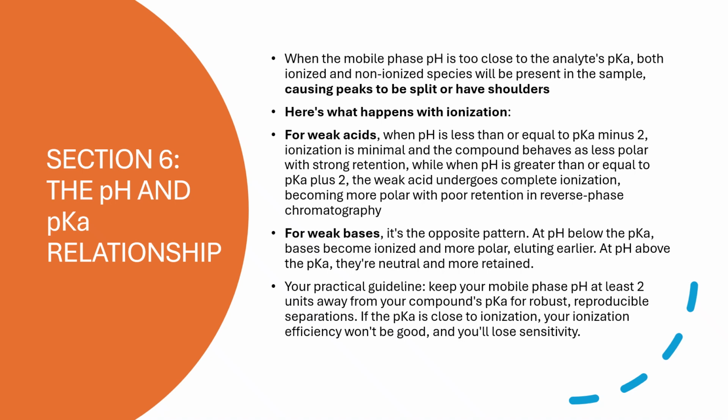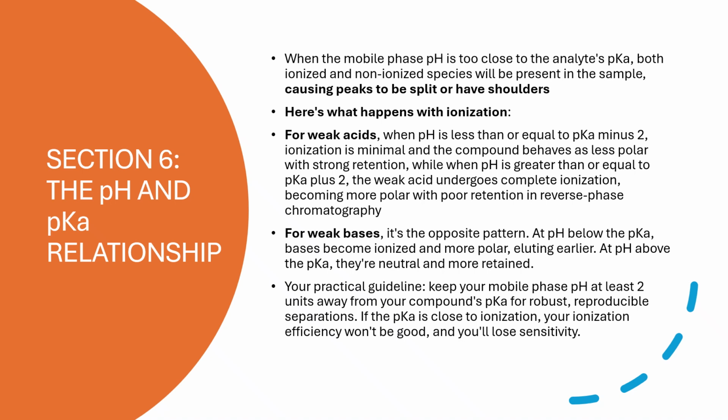For a weak acid, when pH is less than or equal to pKa - 2, ionization is minimal and the compound behaves as less polar with strong retention. While when pH is greater than or equal to pKa + 2, the weak acid undergoes complete ionization, becoming more polar with poor retention in reverse phase chromatography.